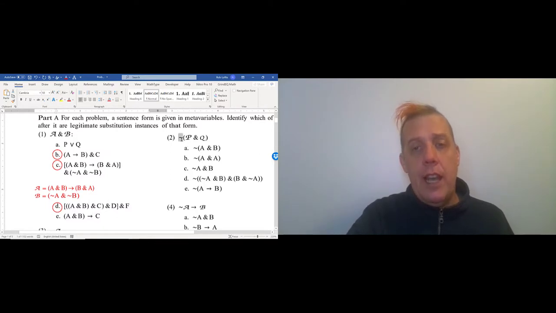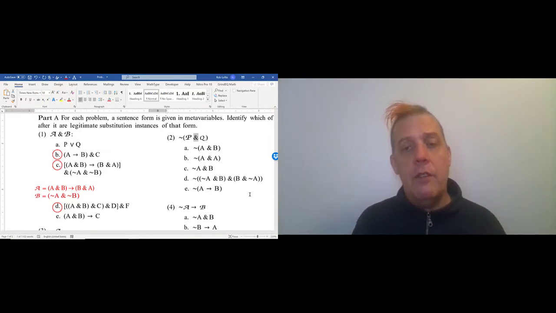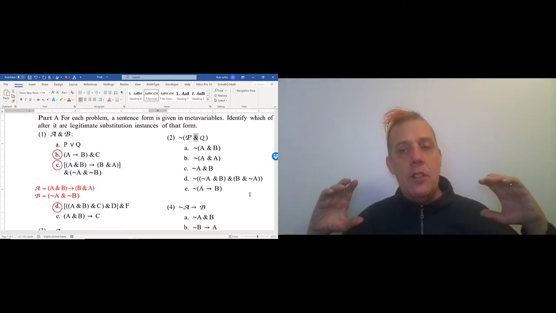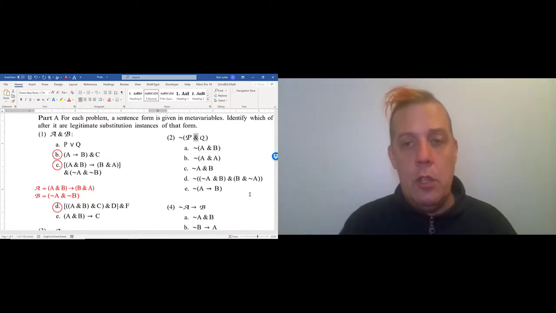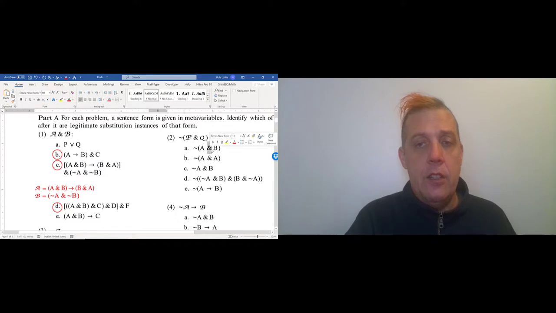If you've got two connectives, like in number 2, things are a bit more complicated, but what you need to be able to do is just have all the connectives that are in your sentence frame also be in the substitution instance in the same order, right? So for the first one, you can see you've got a negation, and then a negation, and then you've got an and then an and. So that works. P is A and Q is B.